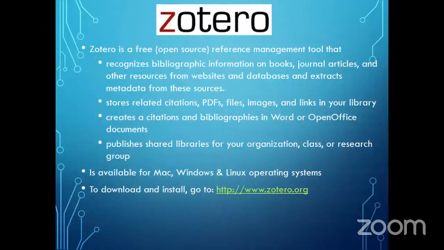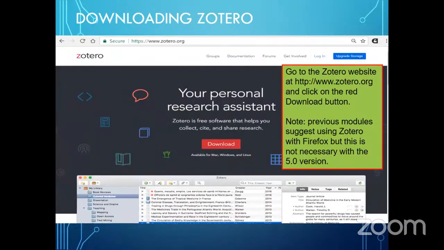In the next slide, we're going to learn how to download and set up Zotero. And then we're going to explain step by step how you can start using it, how you can manage your references, import all the references to your Zotero, and then use it in your paper. First of all, if you go to zotero.org, you're going to click on the download button.